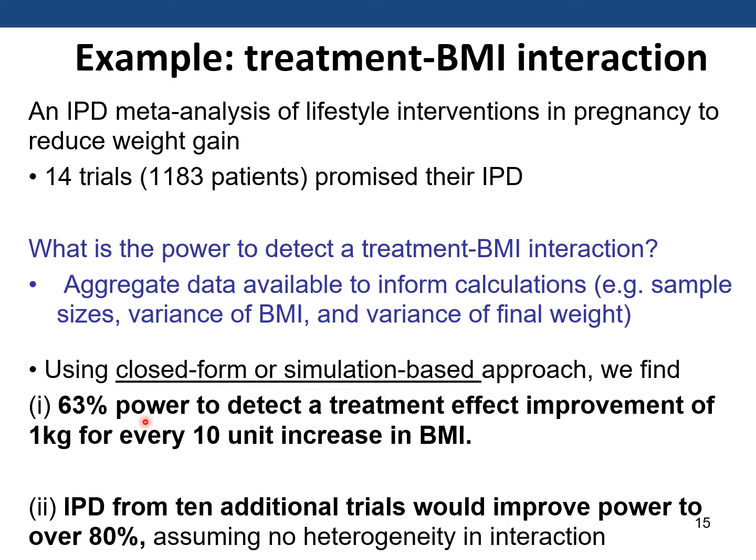Probably not. But there were other trials out there, and really what this would tell you is to try and get the IPD from all these other trials that are out there, because that would be needed to improve power. We repeated it with 10 additional trials, and that showed that if you did the calculation again, the power would have been over 80%, assuming no heterogeneity. So that would have given us reassurance at the onset of the project that our project was worthwhile and that we really needed the IPD from not just those original 14 trials, but also those 10 other ones that hadn't yet promised their IPD, but ultimately we did obtain it.